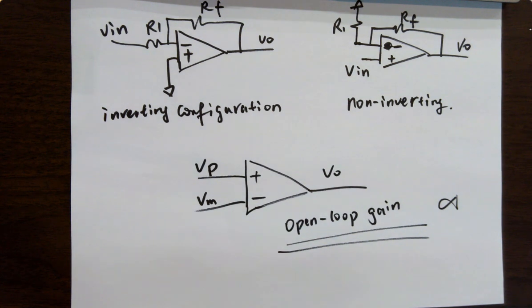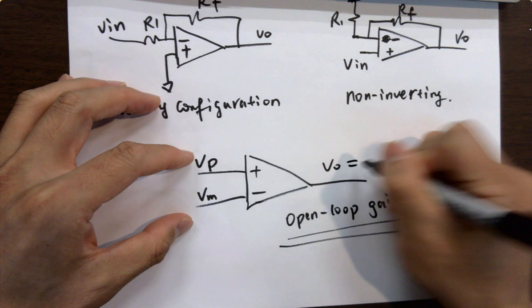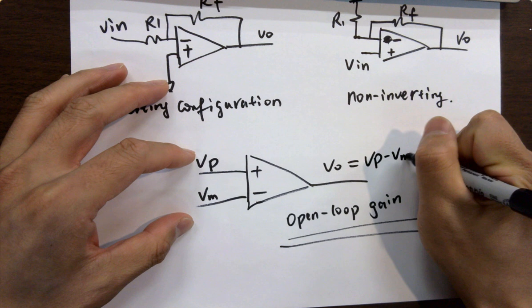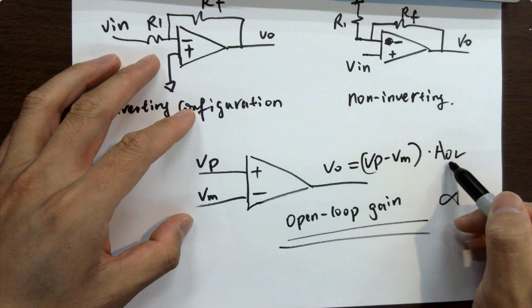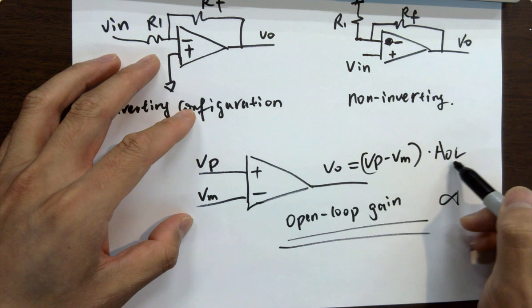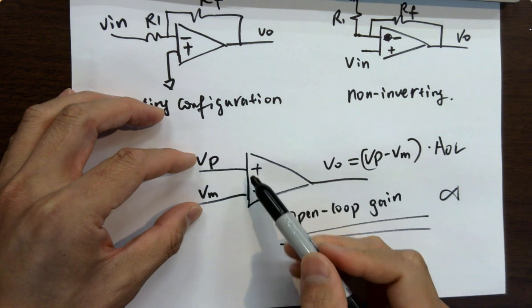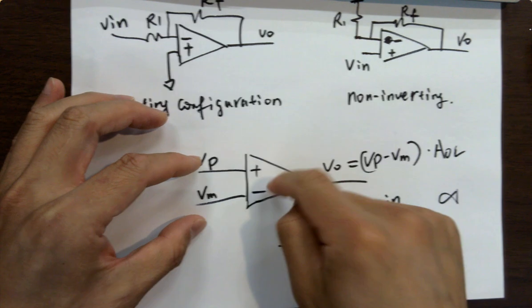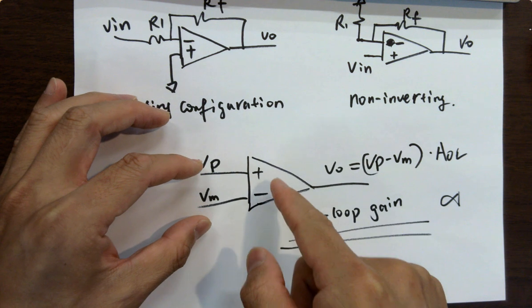Okay, so open loop gain means VL equals VP minus VM times that open loop gain. So A is the gain, OL is open loop. So open loop gain times VP minus VM. Always keep that in mind. It's designed inside the triangle. We are not designing this op-amp. We are using this op-amp. So you need to know.